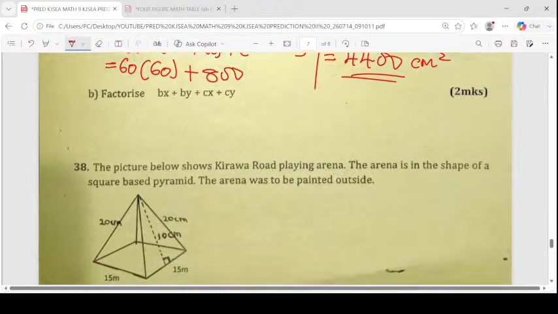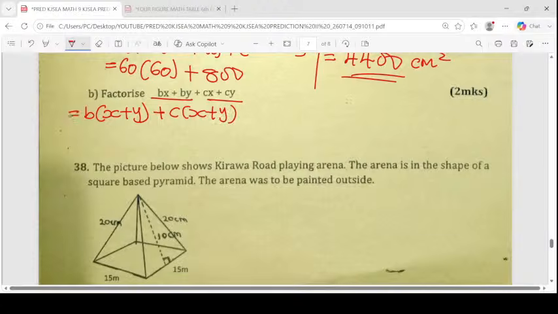Part B, factorize bx plus by plus cx plus cy. We put them into pairs and factor out the common factor. Bx plus by, b is common, so I'll have b into x plus y. Cx plus cy, c is common, so I'll say plus c into x plus y. Those that are outside the bracket, you put them in one bracket. That will be b plus c in one bracket. Those inside the bracket, because they are similar, you only pick one. That is x plus y. You factorized that particular expression.